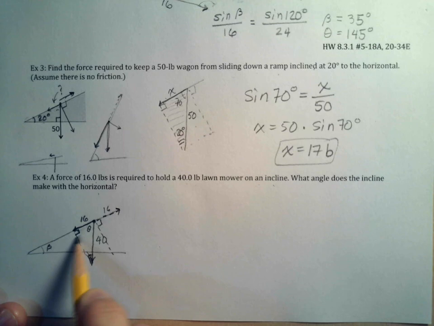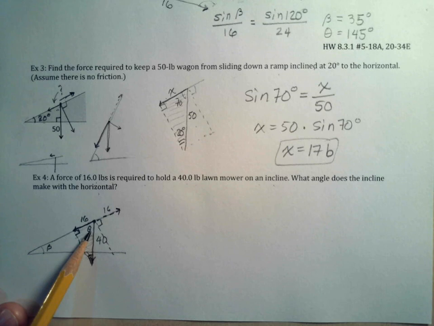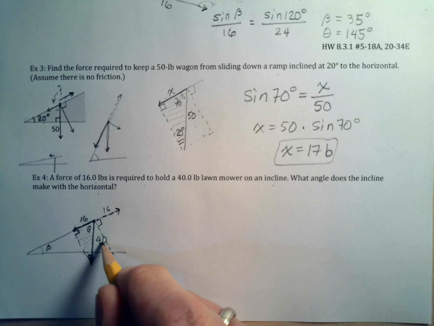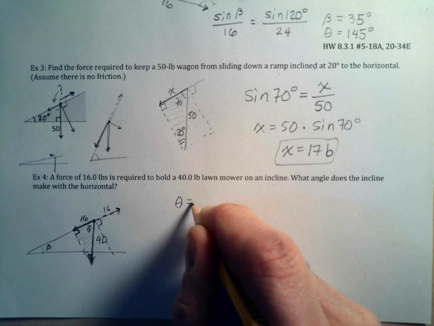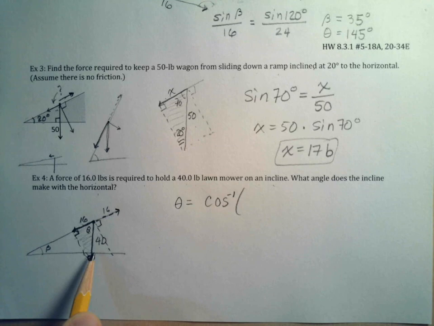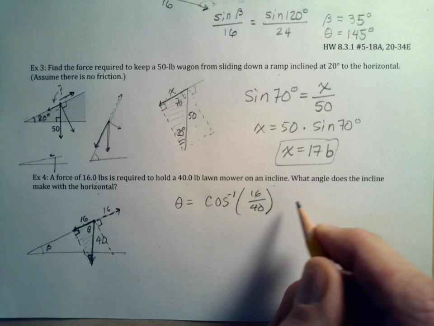and find theta. So think about theta as it relates to these two things. This is 40, this is 16, so that's the adjacent and the hypotenuse. So theta will be equal to the inverse cosine. Let's just jump to that, right? Theta is the adjacent over the hypotenuse, so 16 over 40 is the ratio. And I got, in this case, 66.4 degrees.